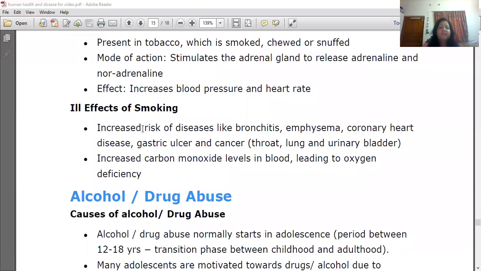As we know, there are various ill effects of smoking. First, increase risk of disease like bronchitis, emphysema, coronary heart disease, gastric ulcer, and cancer. And second, it increases carbon monoxide level in the blood, leading to oxygen deficiency. So these are the two ill effects of smoking.